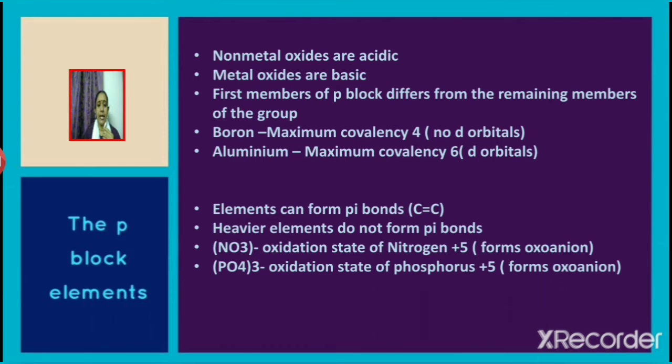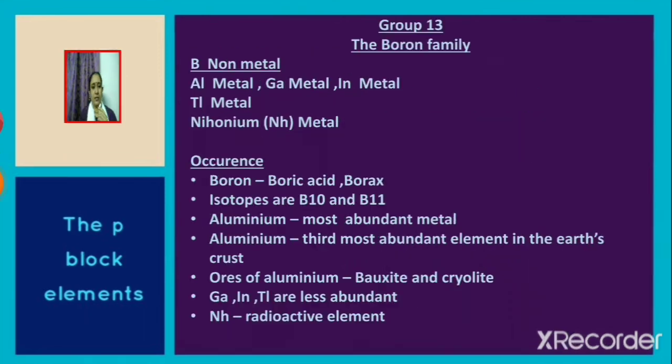Now consider nitrogen and phosphorus in +5 oxidation state. Nitrogen exhibits +5 oxidation state in nitrate ion NO3- and hence we can say that nitrogen forms oxoanion NO3-. Similarly, consider phosphorus. It exhibits +5 oxidation state in phosphate ion PO4 3-. Hence phosphorus forms oxoanion PO4 3-.